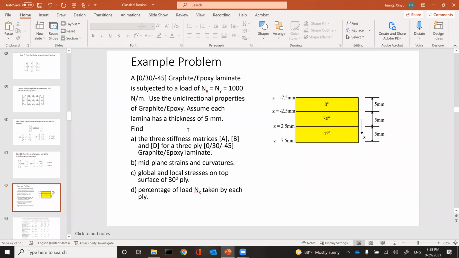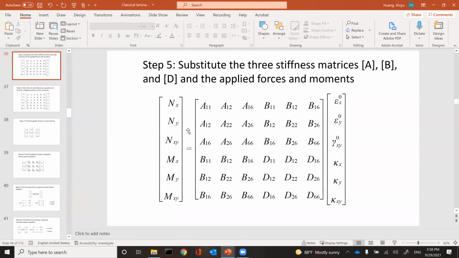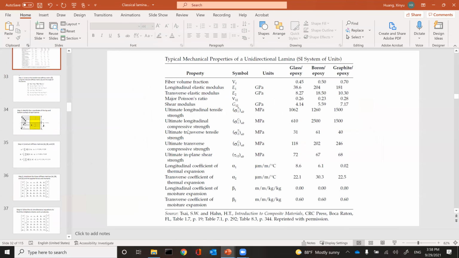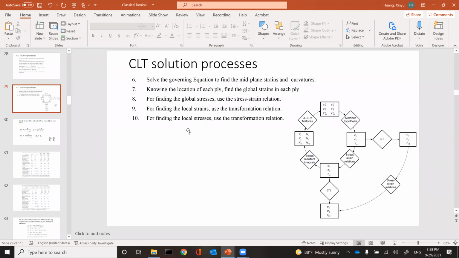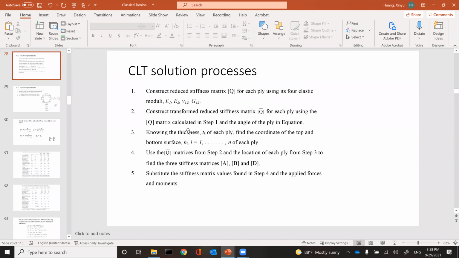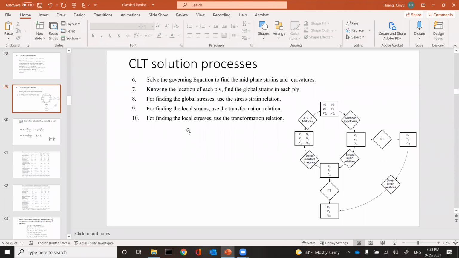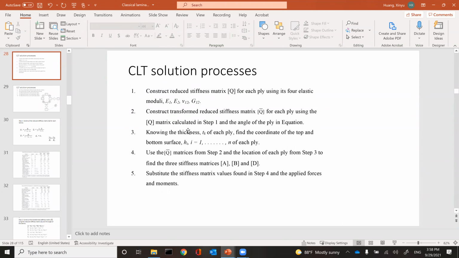Back to the diagram. This is the one we explained in the last lecture. There are several steps, from 1 to 10. The first step is to construct the reduced stiffness matrix Q for each ply. In this case we have 3 plies, so 3 Qs? Actually there's only 1, because the plies are the same. You only have 1 Q in this one.